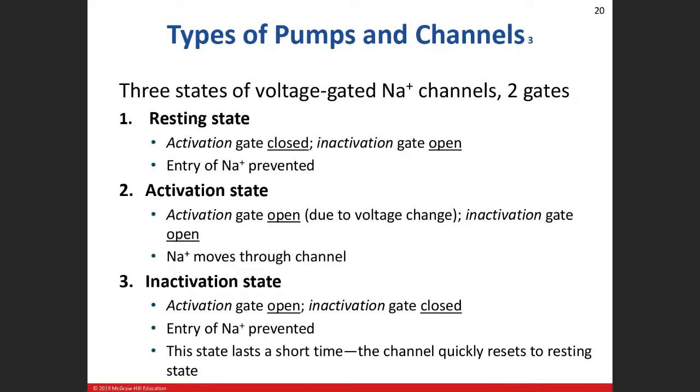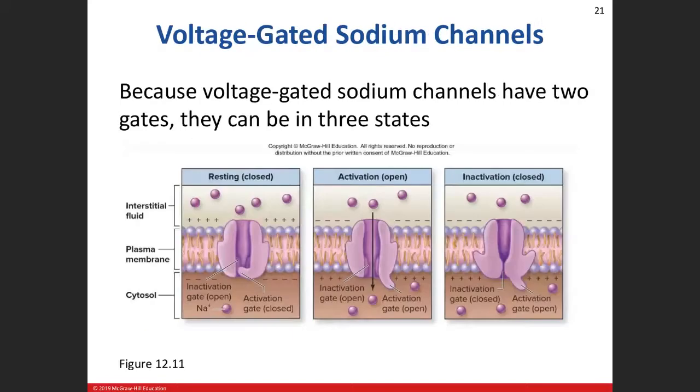So in the resting state, when that neuron is not doing a darn thing, the activation gate is closed. That little swing arm has swung up and closed off the gate. Nothing can get down through. The inactivation gates, those swellings there, are open. They're relaxed. They're not doing anything, okay? But we're not seeing any sodium enter into the cell. That's what we see here in this picture.